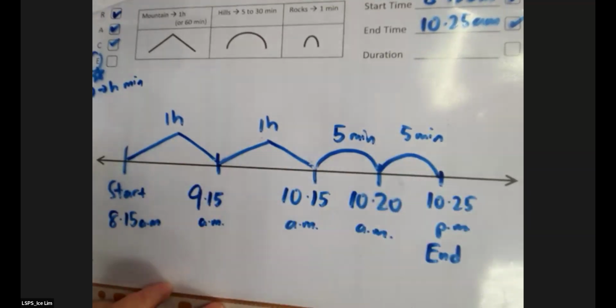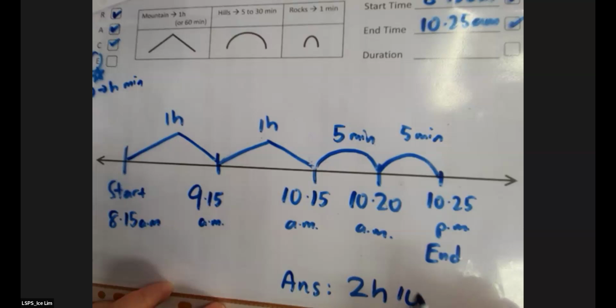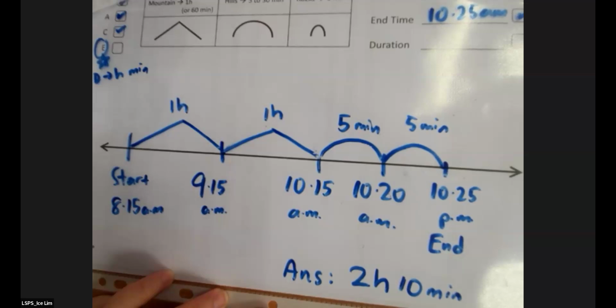So I can add the time together. 1 hour, 2 hours. That's the answer. 5 minutes, 10 minutes. 2 hours and 10 minutes.